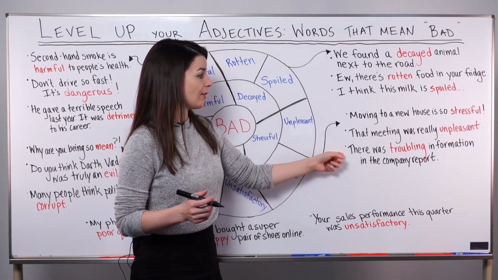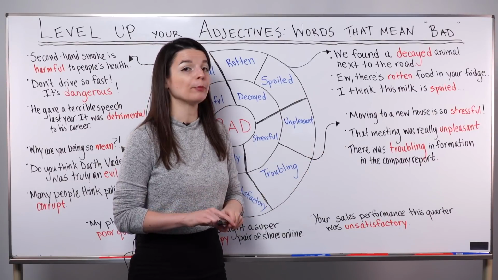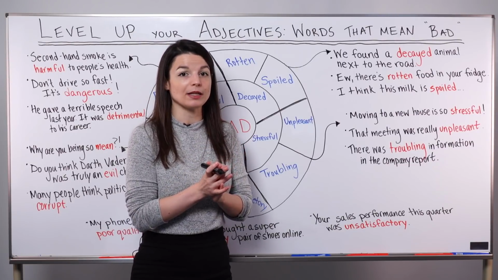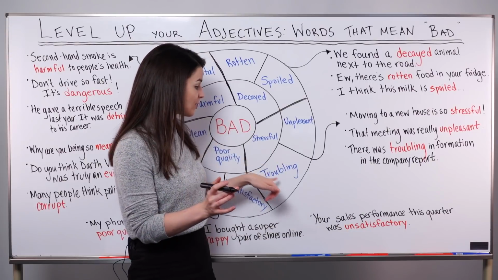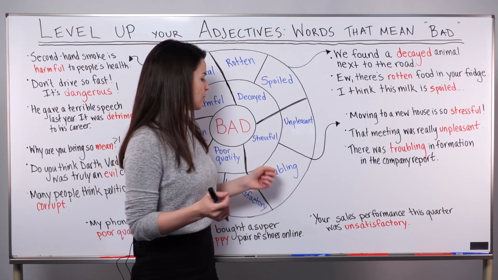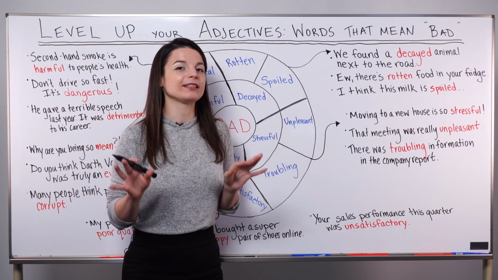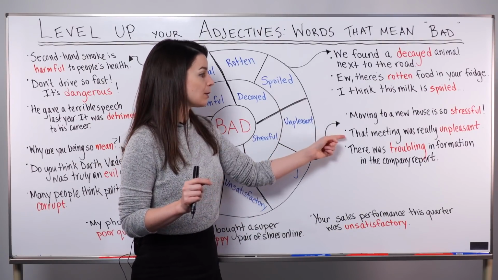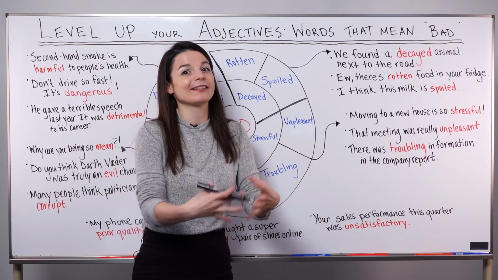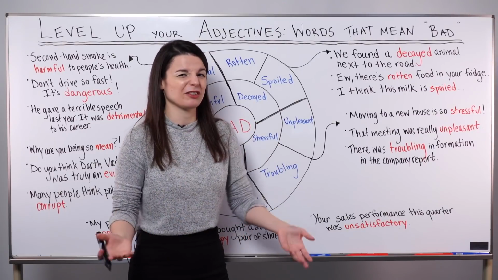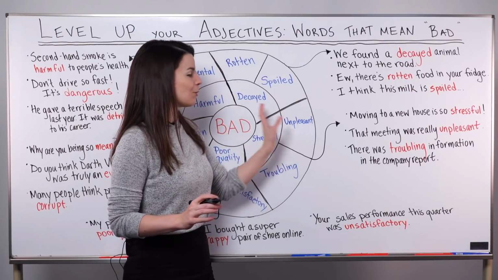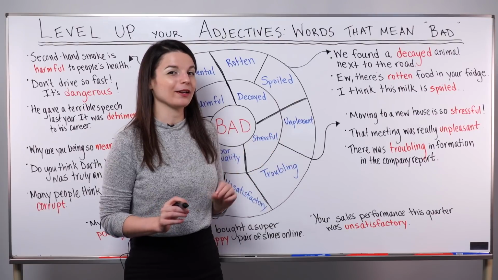Third, troubling. There was troubling information in the company report. So troubling means like we have a sense that trouble is happening or there's some trouble somewhere. So it's trouble and like stress. It causes us stress and we sense trouble. So troubling and unpleasant are not necessarily the same thing. So the meeting was maybe unpleasant, but it might not have been troubling. Maybe there was no sense of like trouble or a problem. It was just not a good meeting. Maybe people were unhappy. So these are kind of related, similar adjectives, but not quite the same.